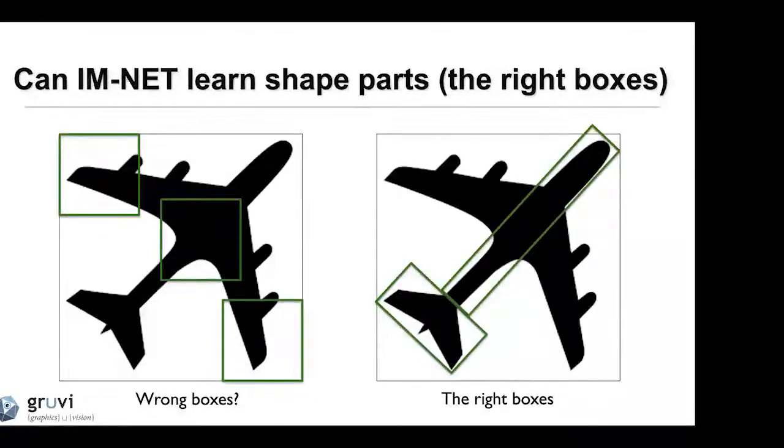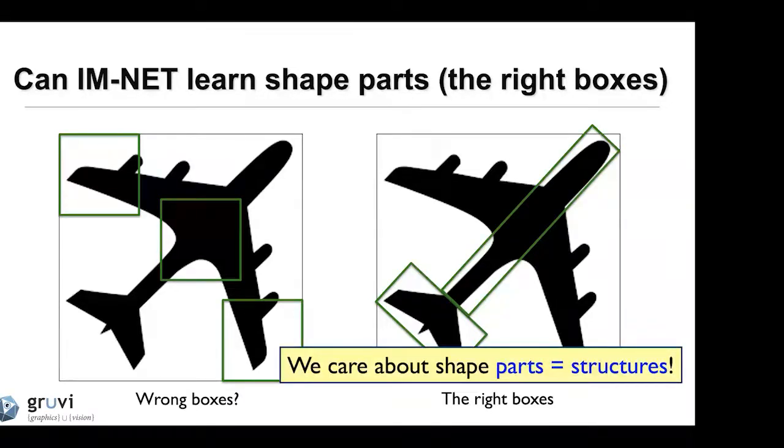Okay, so we said boxes are bad, right? But these preset boxes are bad. But if the boxes are right, we actually want the network to be able to learn these boxes, if the boxes actually represent something which is semantic, which is structural. So shaped parts are the boxes that we want. So after IMNet, what we thought about was, would it be possible for something similar to be able to learn structure?